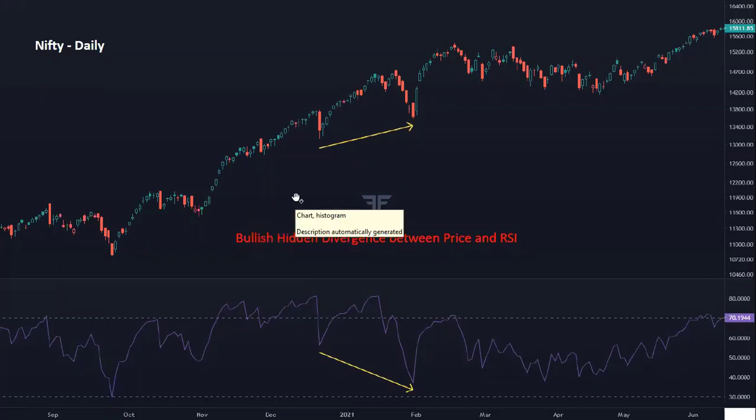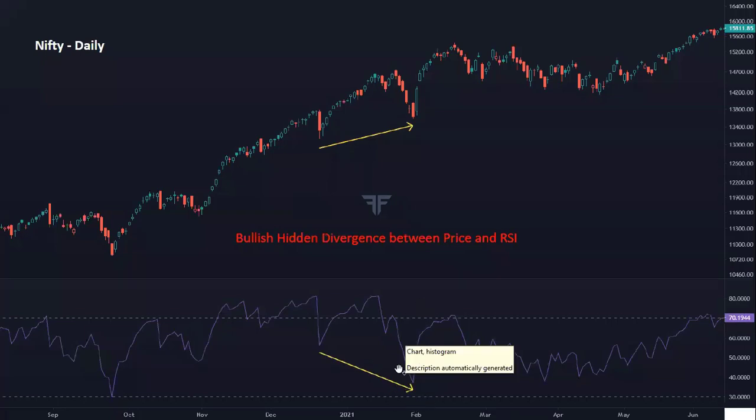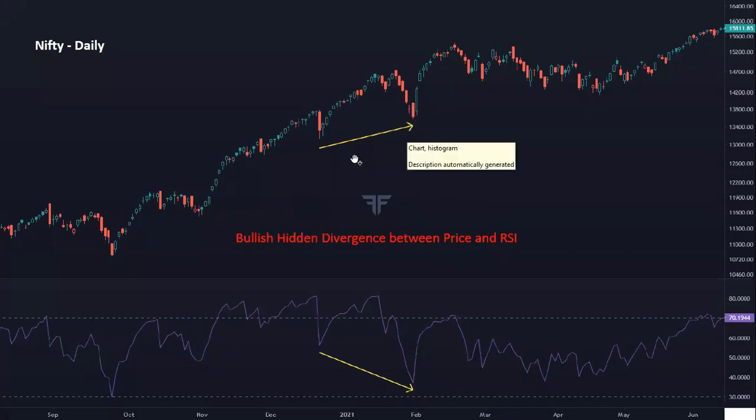Now here is the daily chart of the Nifty 50 index. As you can see, the Nifty is in a very nice uptrend. Now look at this particular instance. The uptrend is very much intact because the price of Nifty is making a higher low. But then if you notice the RSI, you will see that it has made a significantly lower low. So what it tells you is that the RSI is trying to get oversold, but at a relatively higher price. So that's a very strong hidden divergence that you're seeing between Nifty and the RSI.